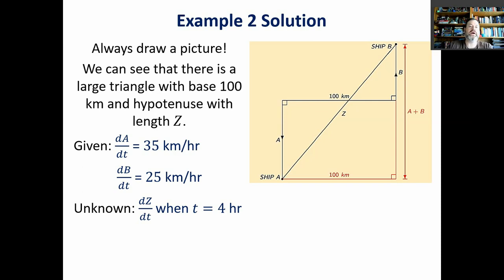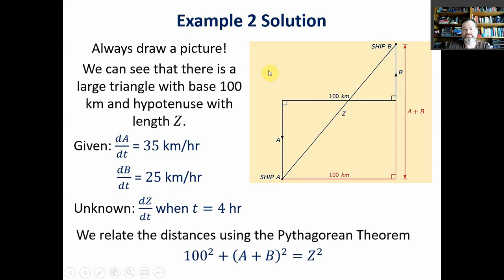So we want to know how fast the distance between the ships is changing, which is dz/dt, 4 hours after the initial passing, when they were 100 kilometers apart. And of course, Pythagorean theorem, right? So we have to find an equation that has a, b, and z in it. Well, this is 100. And this triangle has side length a plus b.